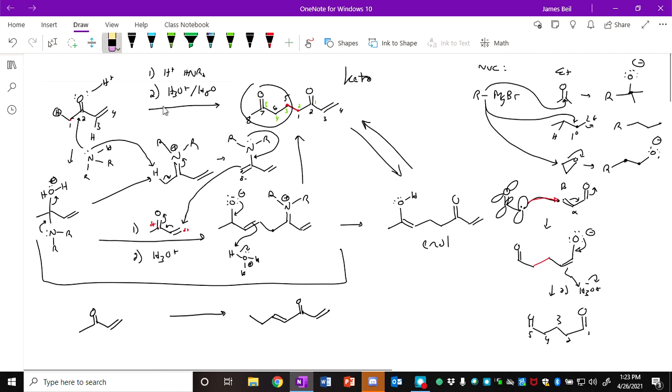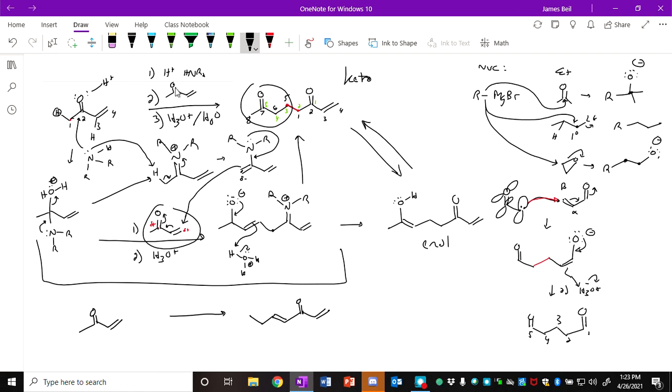oh, well, I should insert something in here first. So before we break this up, we have to also add this structure, right? So can't forget to draw that in. So then third would be H3O plus and water.